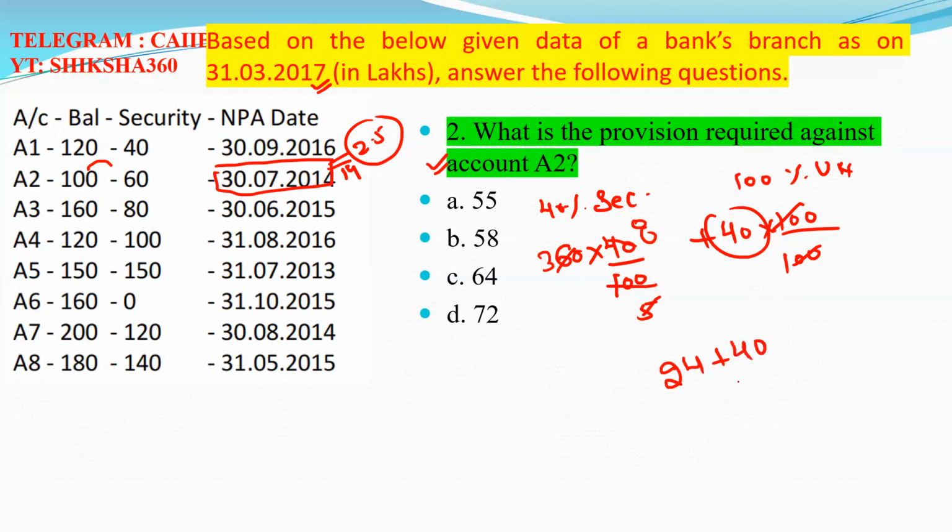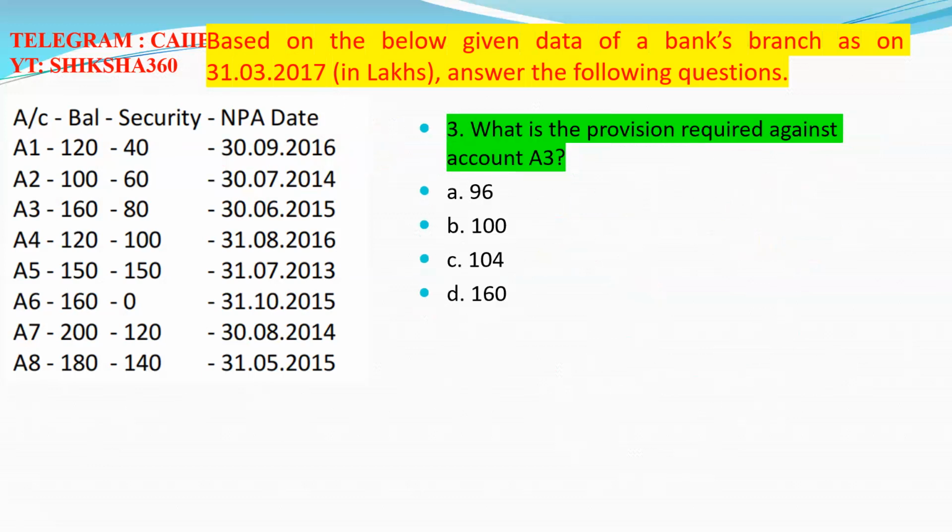24 plus 40, 64 lakhs. Clear? So basically the provisioning in this case is to be 64 lakh. Hope it is clear to all of you basically what we are going to understand. So now I think it is clear to all of you.